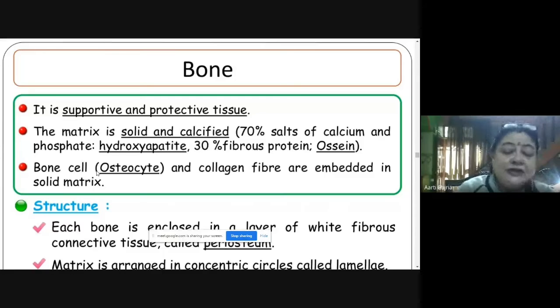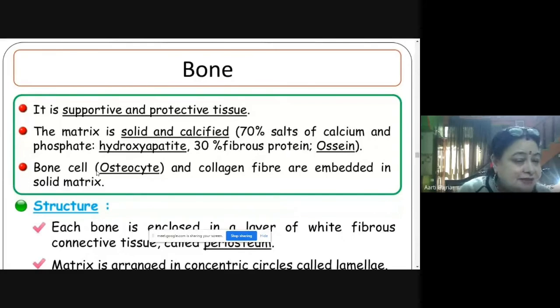The matrix is solid. So the main difference between cartilage and bone is that the matrix was mostly semi-solid in cartilage, whereas here it is solid, and here it is calcified. Calcium salts are present in bone. 70% salts of calcium and phosphate are present, hydroxyapatite, and 30% fibrous protein, ossein, is also present.